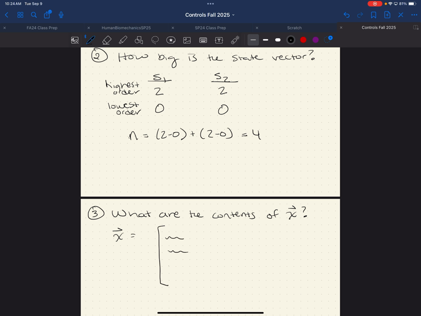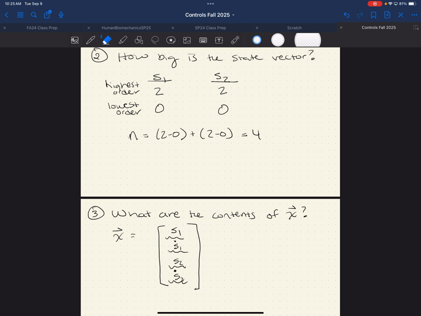1, 2, 3, 4. What do we think they are? S1, S2, S1 dot, S2 dot. I don't know how we're wording that, but yes, the order that we normally put them is to start with one variable and work up to the next second highest order and then move to the other variable. So I have S1, S1 dot, S2, S2 dot.